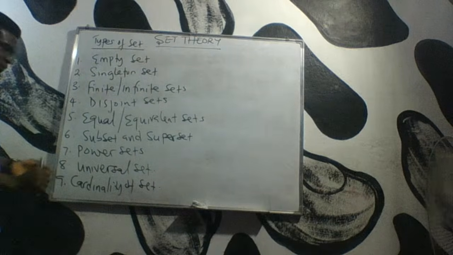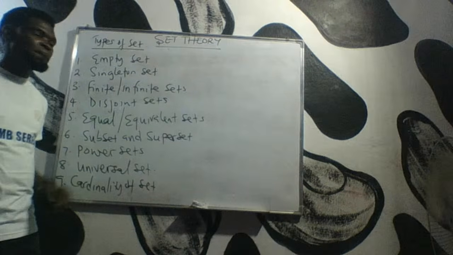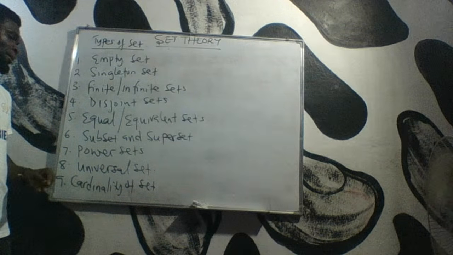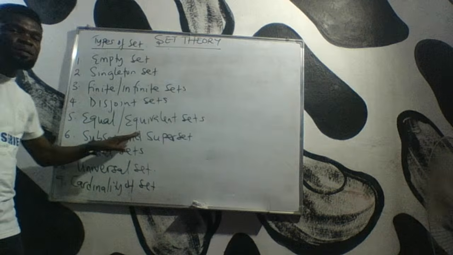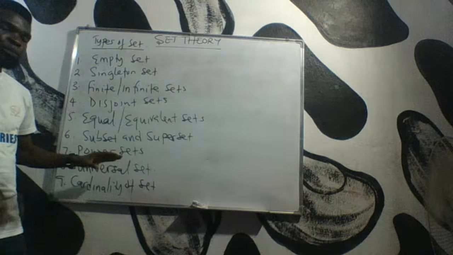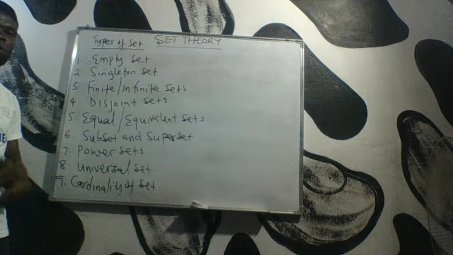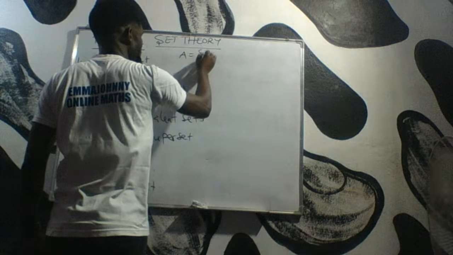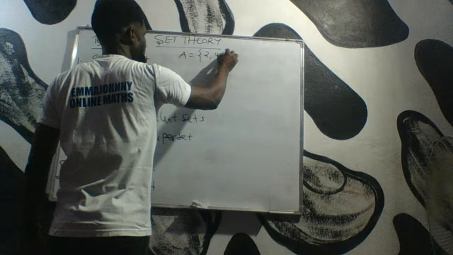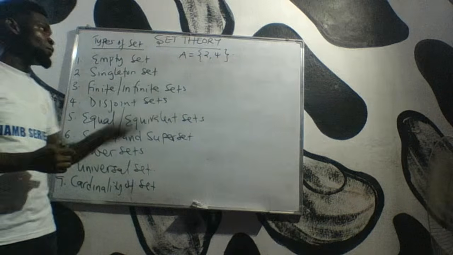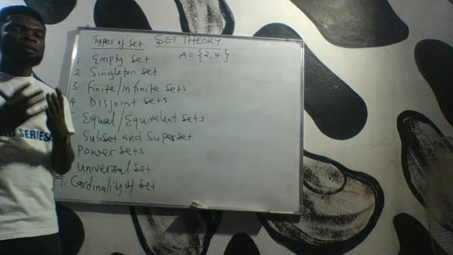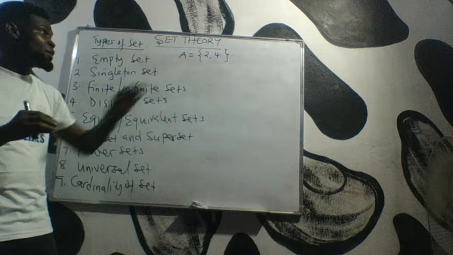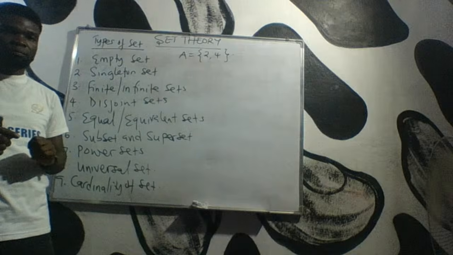Now, I want to quickly talk about power sets. But I want to use the concept of subsets to explain power sets so that it will be understandable. Now, let's say I have a set A equals {2, 4}. The elements of set A are just 2 and 4. The simple question is, how many subsets can I derive from set A?